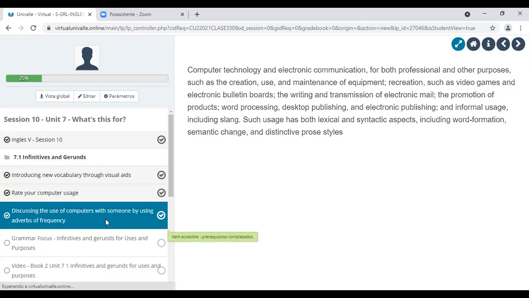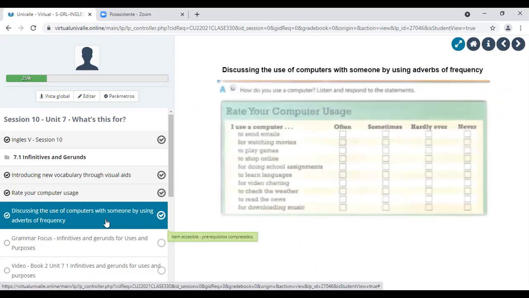And here we're going to be discussing adverbs, discussing the use of computers by using adverbs of frequency. Rate your computer usage. I use a computer to send emails, sometimes. I use a computer for watching movies, hardly ever. I use a computer to play games, never. I use a computer to shop online, never.